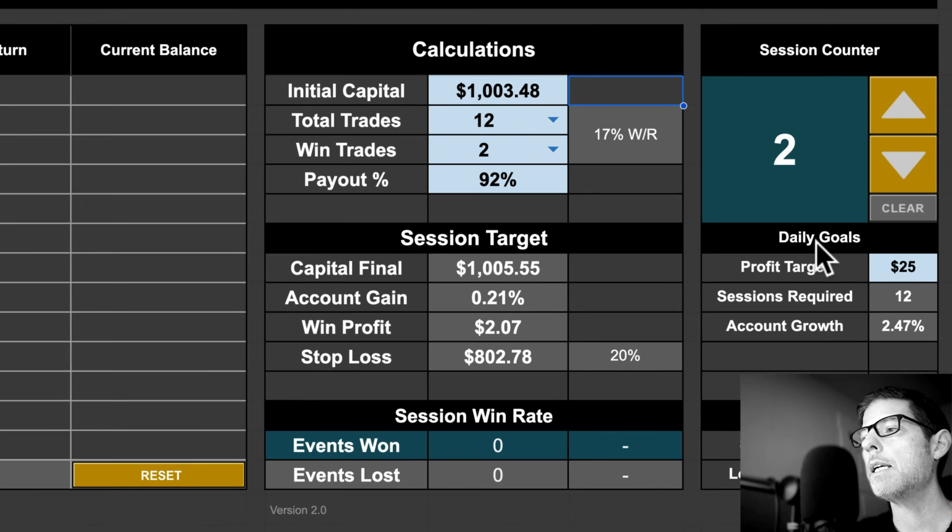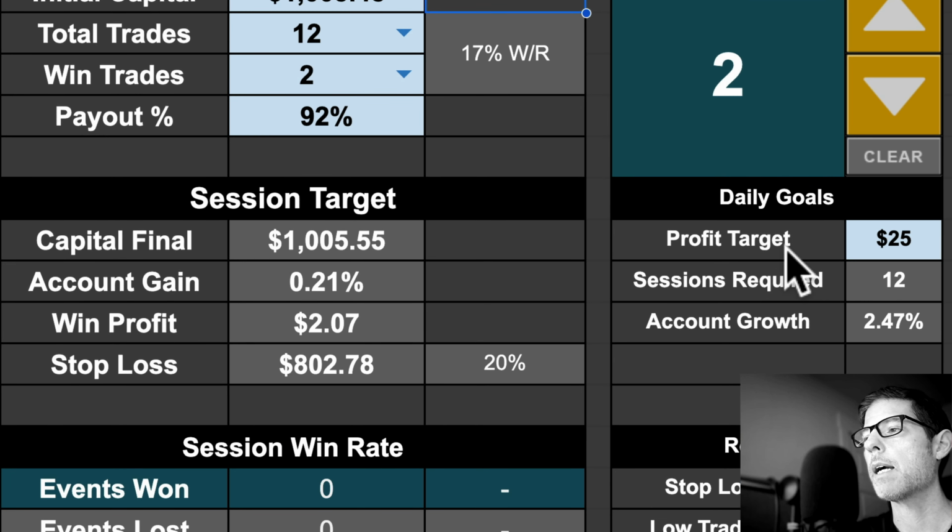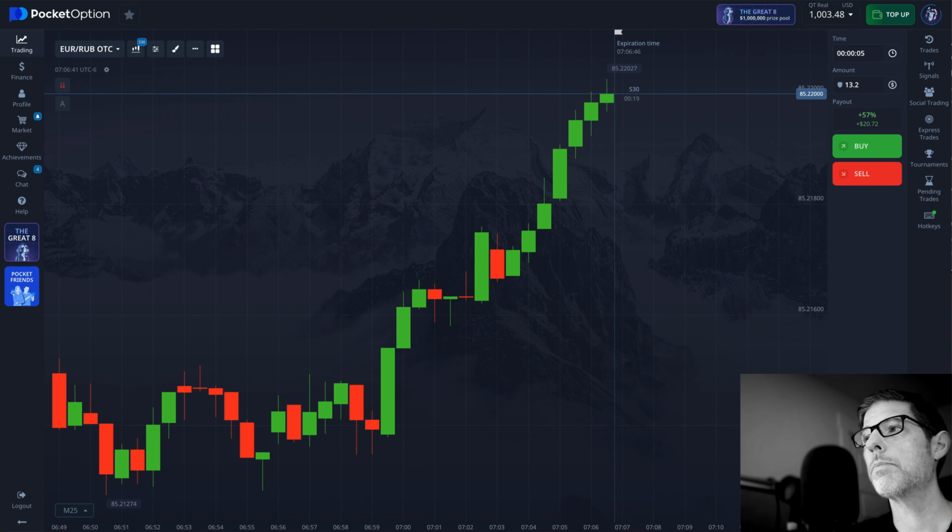Well, there is a daily goals calculator over here. This is actually a compound calculator that I've built into the trade manager. And this allows you to set a daily goal. For example, right now, by default, it's set to $25. You can see that we've already completed 2 sessions, and $25, what's $750 a month? You only need 12 sessions that are required to achieve that, and that'll give you approximately around 2.5% account growth for all of the sessions after you're all said and done. But yeah, looks pretty good so far, guys.